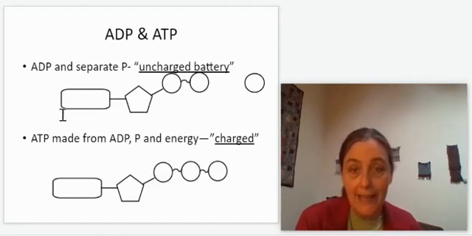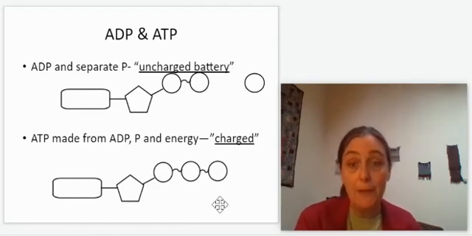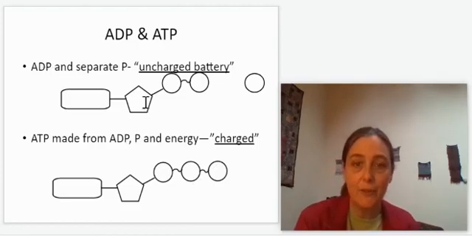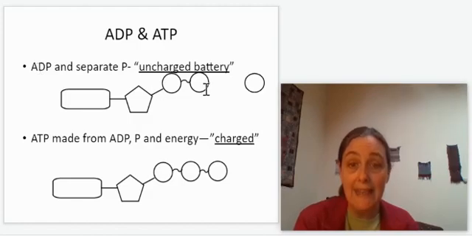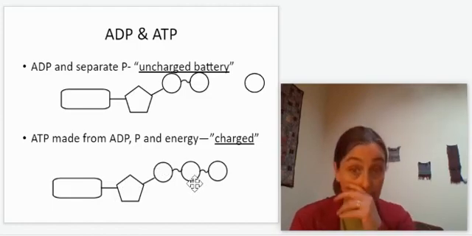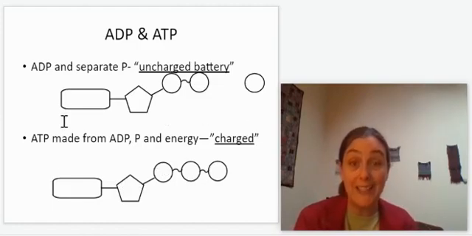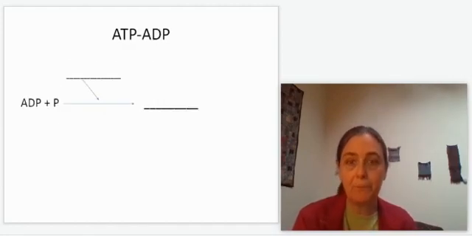Why is this one called ADP and this one ATP? What do you think the D and the P stand for? Diphosphate. So this whole thing right here is called adenosine. That's what the A is for. And then diphosphate for 2 phosphates. And adenosine triphosphate for 3 phosphates. So the uncharged version is ADP and the charged version is ATP.